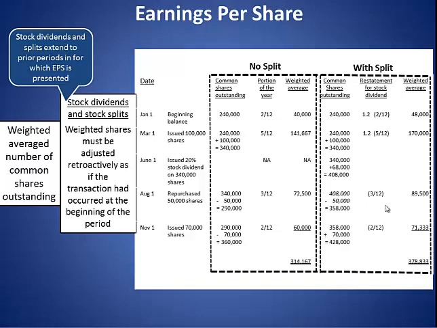89,500. We take the 358,000 and we carry it to November 1st, where we issue 70,000 shares. So we take the 358,000 plus 70,000, and we end up with 428,000 shares for the last 2 months of the year. We multiply that times 2/12, and we end up with a weighted average of 71,333 shares. So at the end, with the stock split, our weighted average shares would now be 378,833 shares.